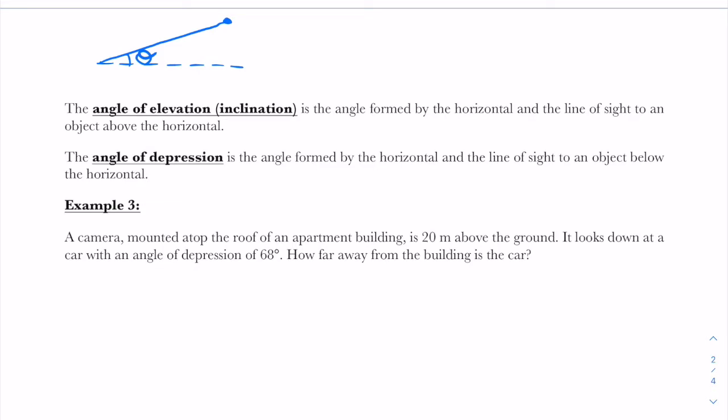In a similar way, the angle of depression is the angle formed by the horizontal and the line of sight to any object below the horizontal. So here's your horizontal again. Imagine you're looking at an object below. Here's your line of sight. And the angle of depression would be labeled over here as theta.